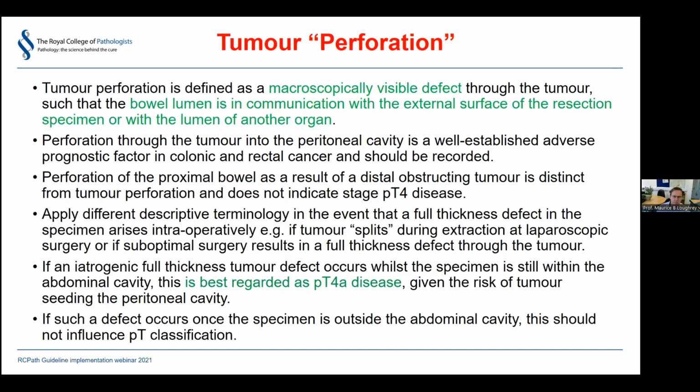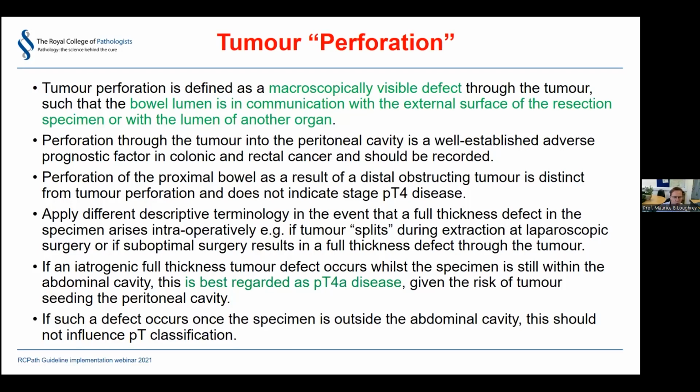So we've defined this as a macroscopically visible defect through the tumor such that the bowel lumen is in communication with the external surface of the resection specimen or with the lumen of another organ. We've known certain things for a long time about perforation. It's a well-known prognostic factor. If we have perforation into the peritoneal cavity, that's obviously an adverse feature. This is distinct from perforation proximal to the tumor, which, as we know, doesn't impact T-stage, but is an independent adverse feature clinically.